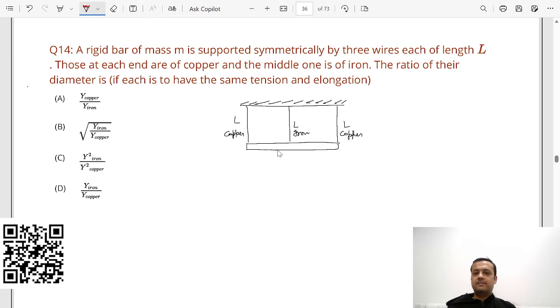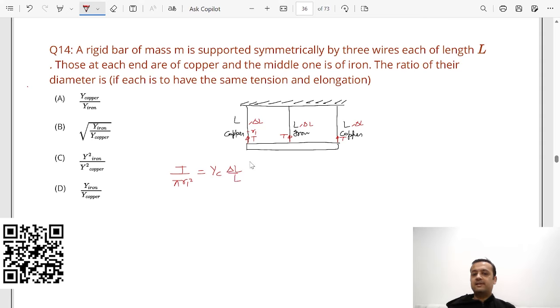Each one should have the same tension and elongation. So let's say here the tension is T, this should also be T, and this should also be T. The elongation in each of them should be delta L. Now if I write the Young's modulus formula for the copper wire, I will write T upon pi R1 square, where R1 is the cross sectional radius of the copper wire. So T upon pi R1 square will be Y of copper into delta L by L.